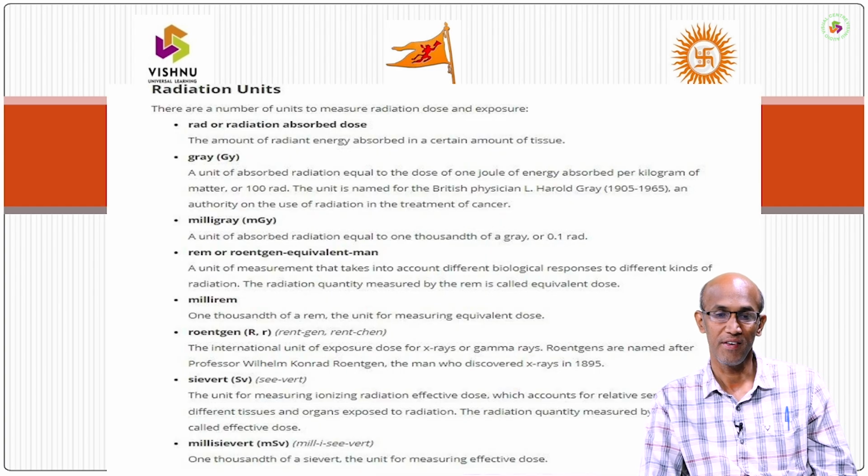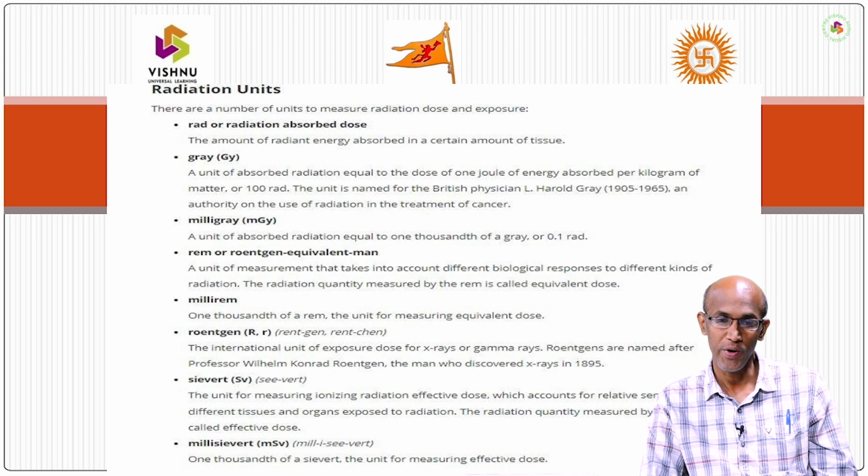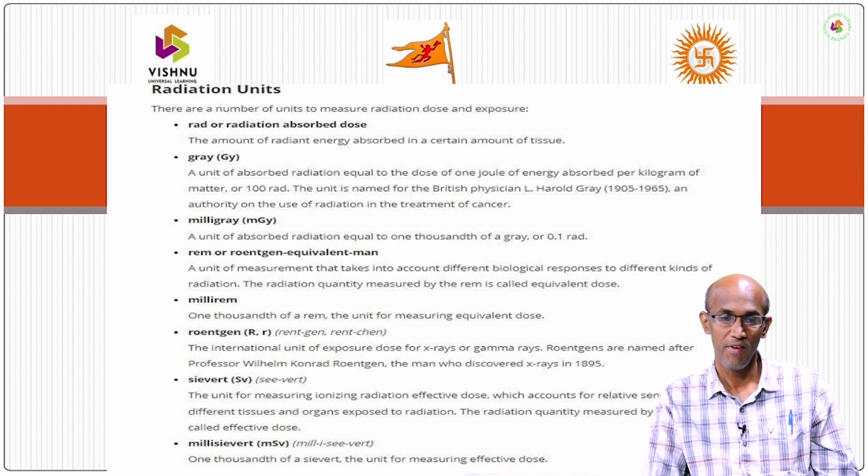Coming to the case of radiation, there are a number of units to measure radiation dose and exposure. First one is RAD, or radiation absorbed dose, the amount of radiant energy absorbed in a certain amount of tissue. Next one is Gray, a unit of absorbed radiation equal to the dose of 1 joule of energy absorbed per kilogram of matter, or 100 rad.